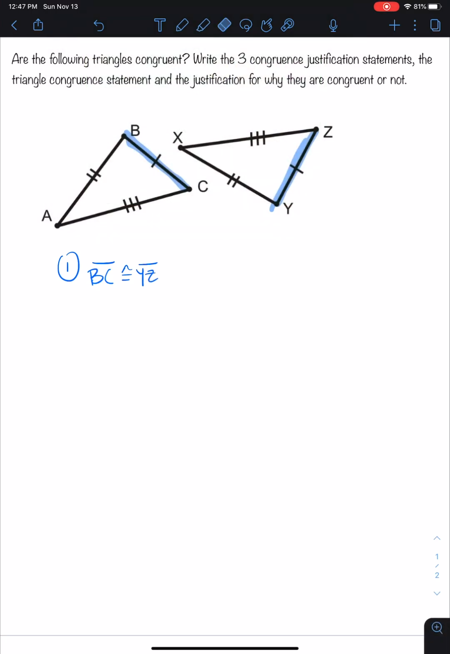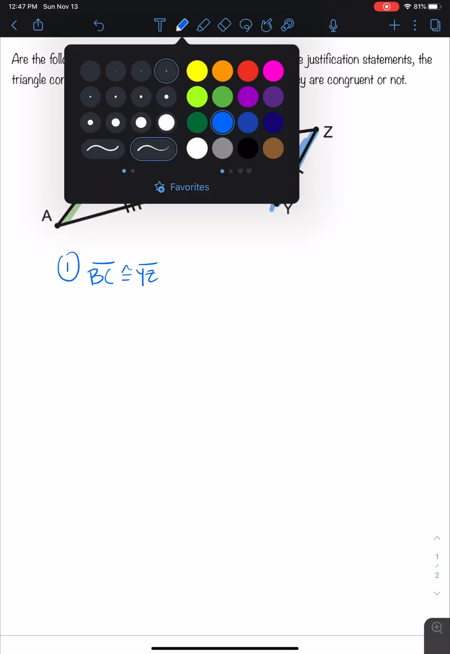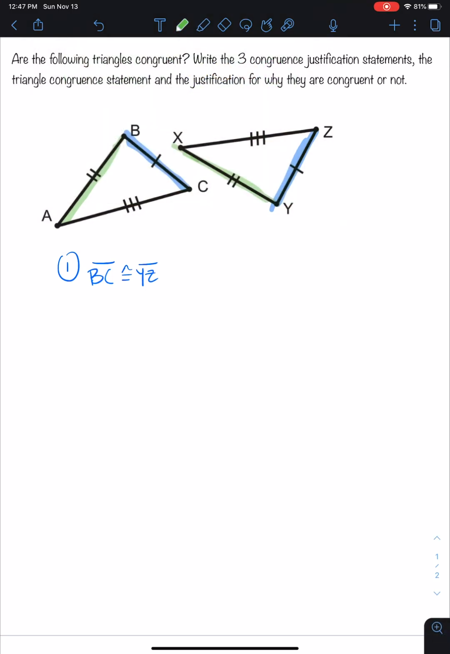We can also see that we have the sides with 2 tick marks that are congruent to one another. So we saw that BC and ZY, the blue segments, have 1 tick mark, but AB and XY have 2 tick marks. So the second statement that we could write is line segment AB is congruent to line segment XY.